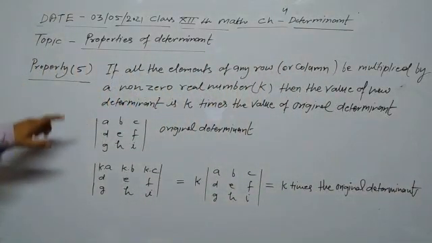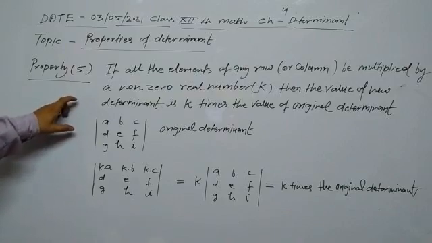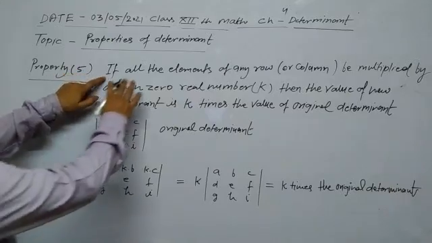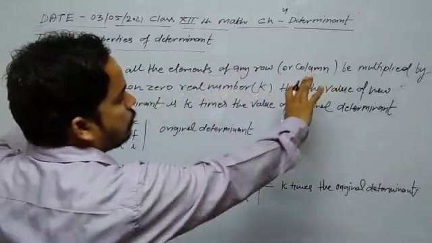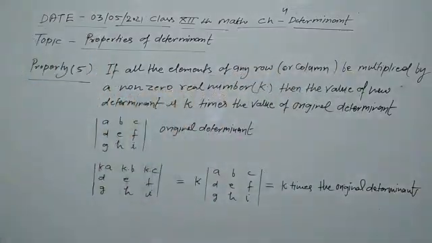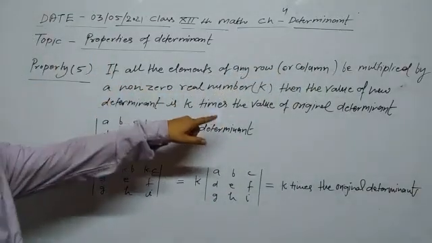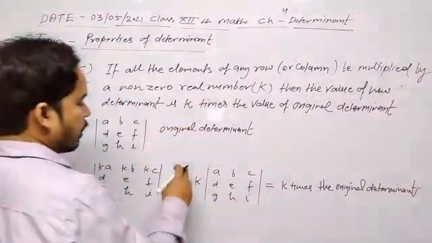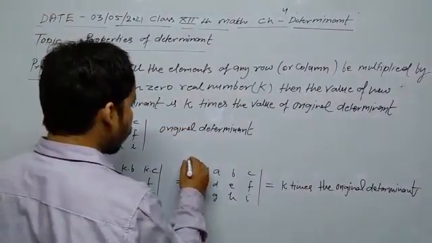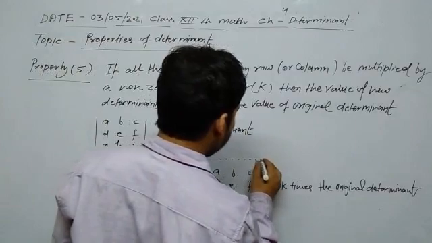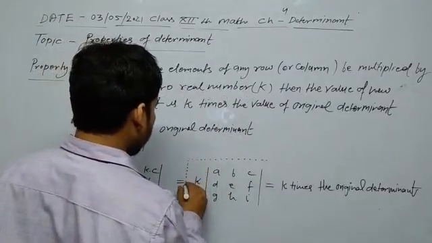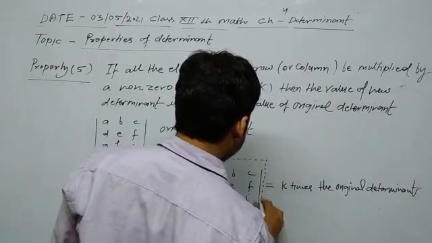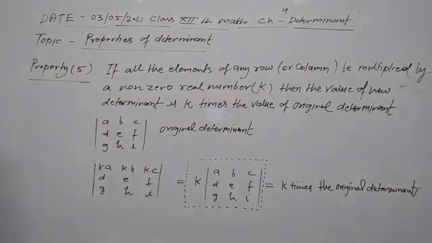So see the example. All the elements of any row or any column multiplied by a non-zero real number k, then the value of the new determinant is k times the original determinant. This is the new determinant.